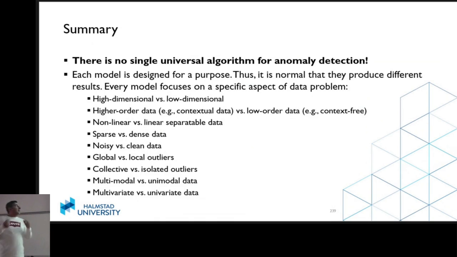And this is a summary. There is no single universal algorithm for anomaly detection. This is very important to know. Each of these models is designed for a purpose, so it's normal that they produce different results. They focus on a specific aspect of the data problem, like high dimensionality, higher order data, nonlinear or linearly separable data, sparse or dense data, noisy or clean data, global or local outliers, collective or isolated outliers, multimodal or unimodal data, and multivariate or univariate data, right?